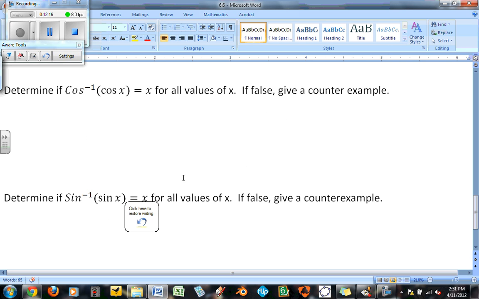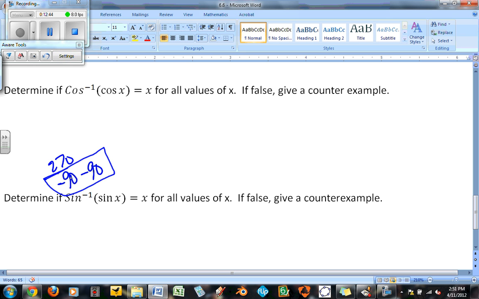I think you probably learned something in the second one. Determine if sine inverse of sine of x equals x for all values of x. Give a counterexample if possible. Well, we know that the capital sine inverse goes from negative 90 to 90. Negative 90 is the same thing as 270, right? Just so we're on the same page. All right, so let's pick a number not in here, and if it works, then it might work for all numbers. If it doesn't, then we have our counterexample.